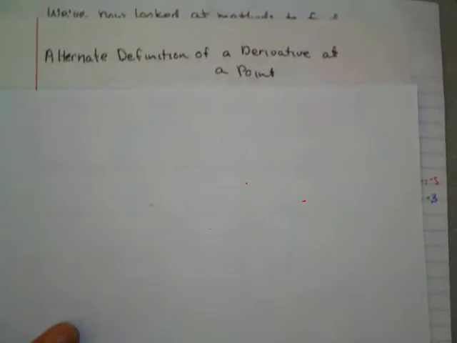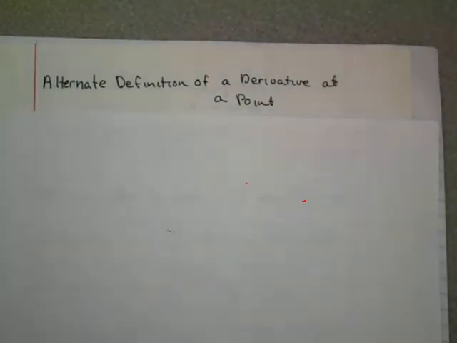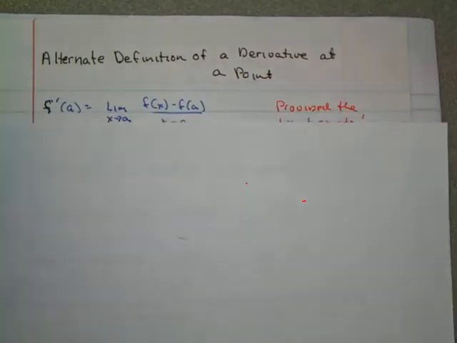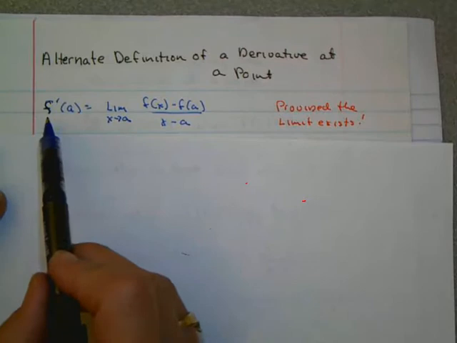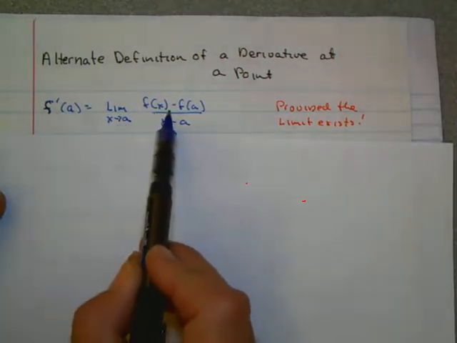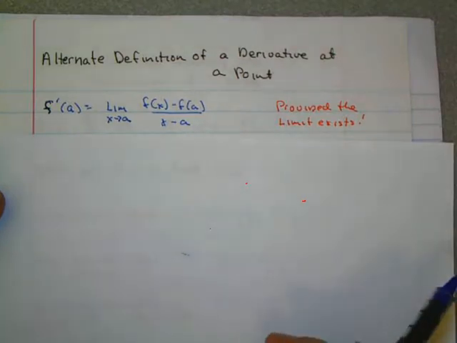Now, if we want to look at our derivative, our alternate definition, that would be finding the derivative at a point. All we have to do then is use this definition: f prime of a equals the limit as x approaches a of f of x minus f of a over x minus a, if the limit exists. Remember, there are places it doesn't exist: corners, cusps, jumps. We won't find a limit there, obviously.